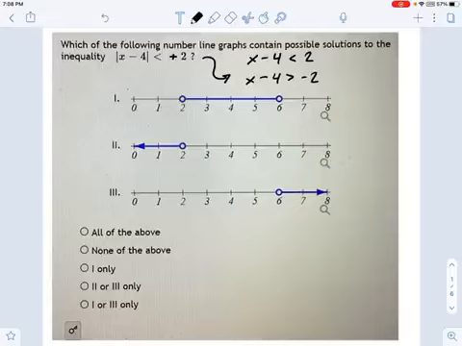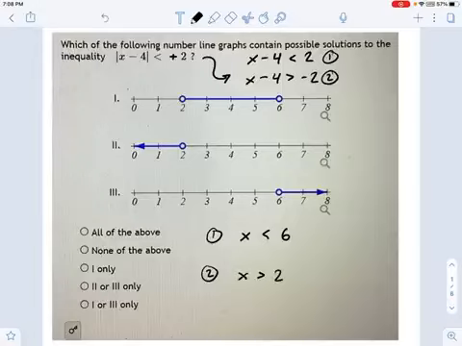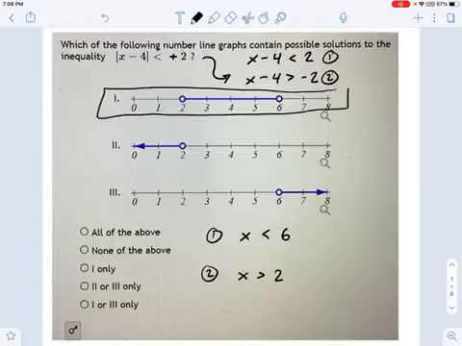So now I have two inequalities, and I'm going to solve these in place of the absolute value inequality. I'll just number these so we can keep track of them, and let's work them down here. X minus 4 less than 2, well, that means x is less than 6. And the second one, x minus 4 greater than negative 2, that means x greater than positive 2. So we have our answer. It's this version right here, the one that exists between 2 and 6.